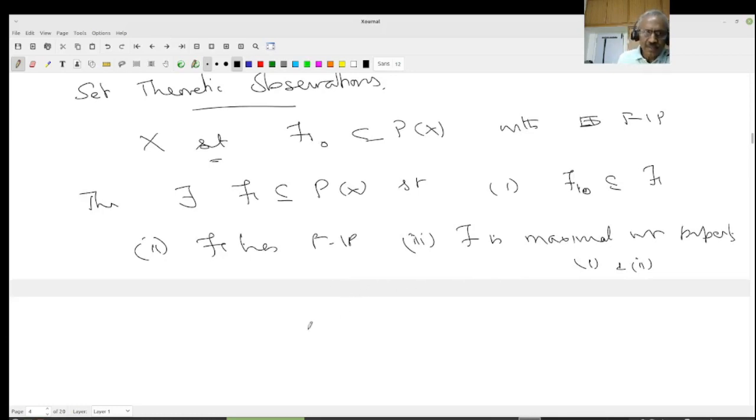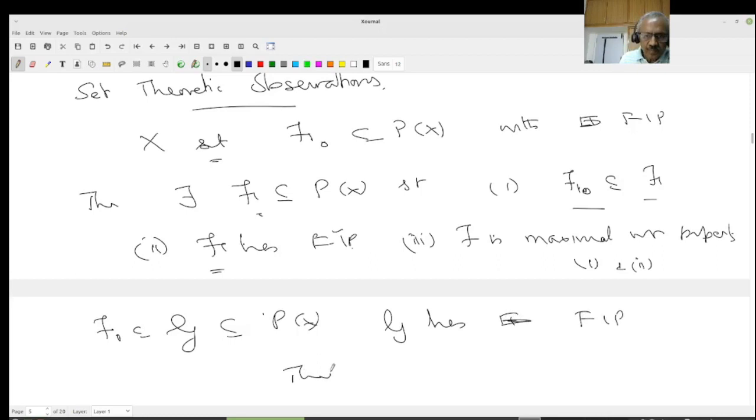So what does this mean? First, it says there exists one. This is clear: F naught should be contained in F, and F also has the finite intersection property. That's also clear. What does maximality mean? Suppose G is also contained in P of X, F naught is contained in G, and G also has FIP, and if G contains F, that implies G equals F. This is what maximality means.